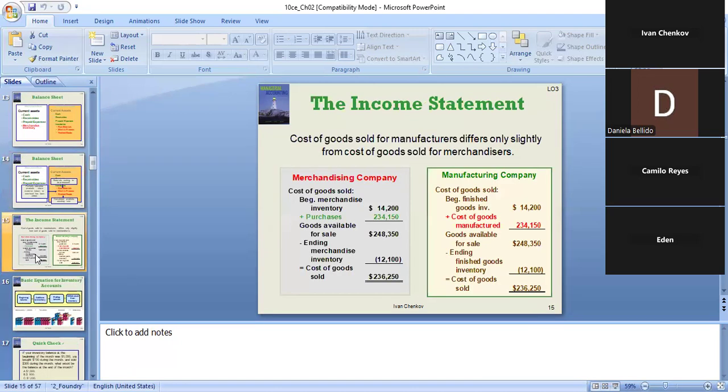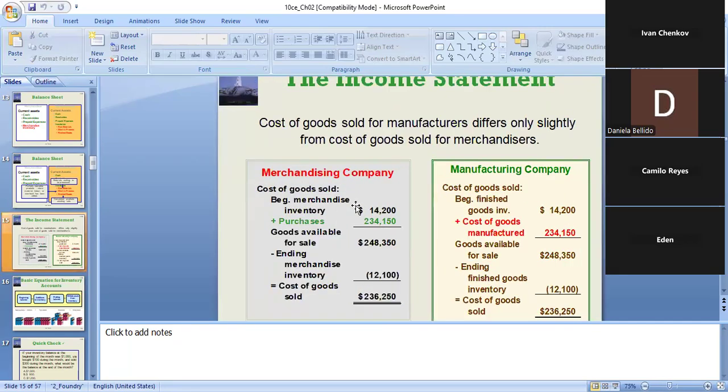So how are we going to find the cost of goods sold? Let's make it a little bigger. For the merchandising company, we're going to have to find out how much is our beginning balance of the inventory. Then we're going to see how many we purchased, and we're going to have how many we have available that we can sell. We're going to sell what we're going to sell. At the end of the period, we're going to check the ending balance. We're going to deduct the ending balance, and we're going to see how many we have sold. This is for the merchandising company.